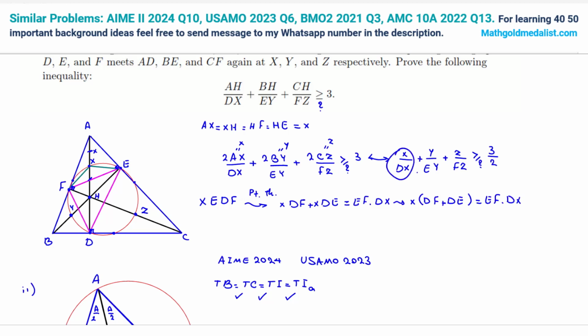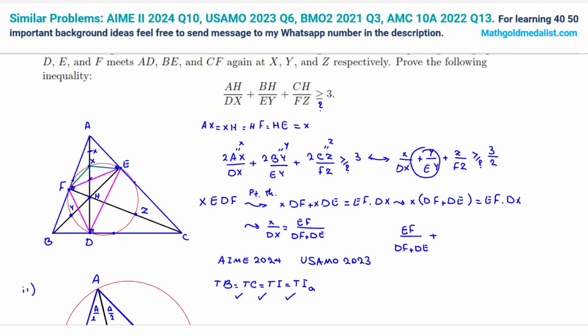We want to find x over dx. So if we divide both sides by dx and then divide also by this one, it will be EF over df plus de. Okay? Now we can say x over dx is this. So similarly, we can say it is EF over df plus de, plus this side of the orthic triangle over the sum of these two sides.